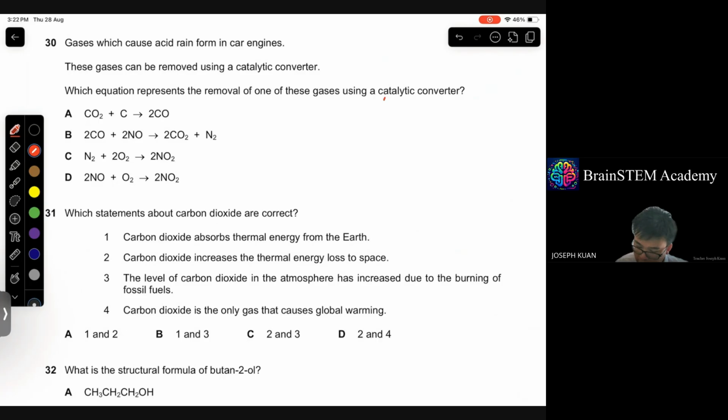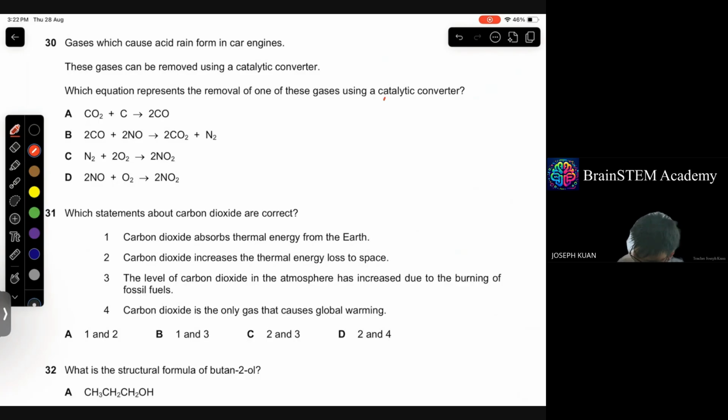Next, what is the structural formula for butan-2-ol? Now, for butan-2-ol, the hydroxyl group is located on the second carbon. So for our first answer, this is propan-1-ol. It only has 3 carbon. And this one at the ending, the first carbon. This is propan-2-ol. OH is at the second carbon. The answer is C. No. Sorry. The answer is D.